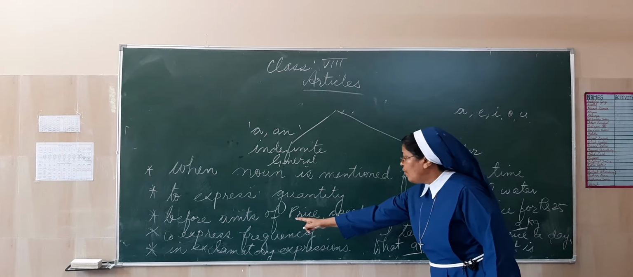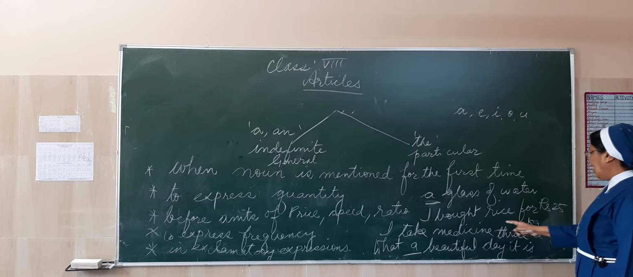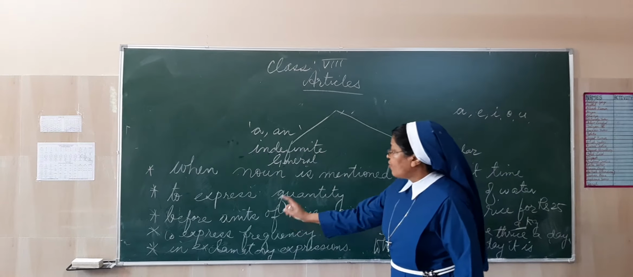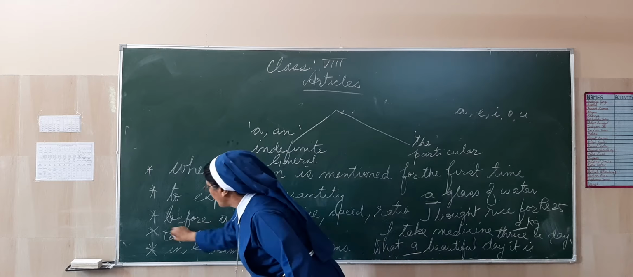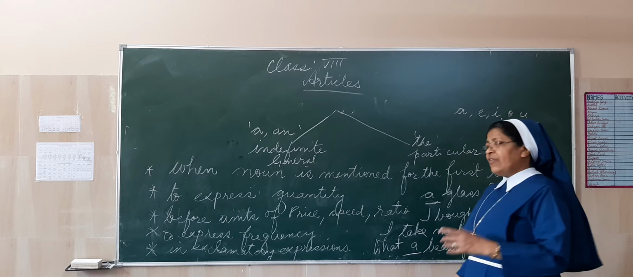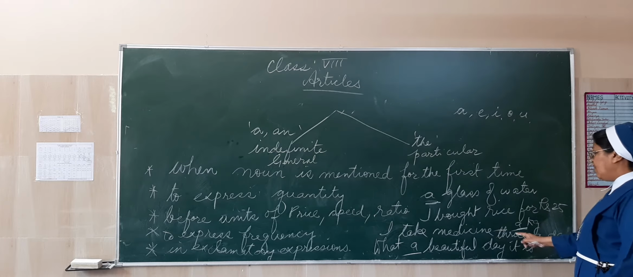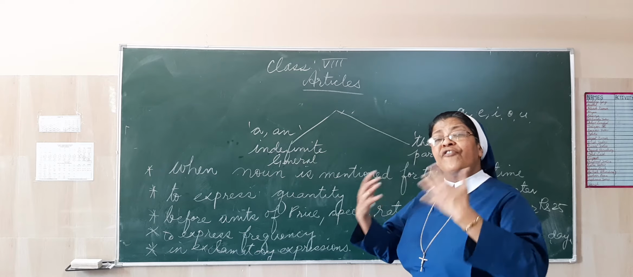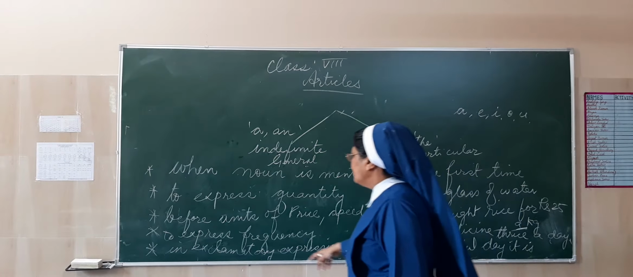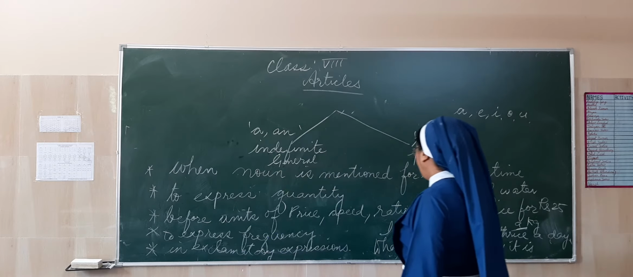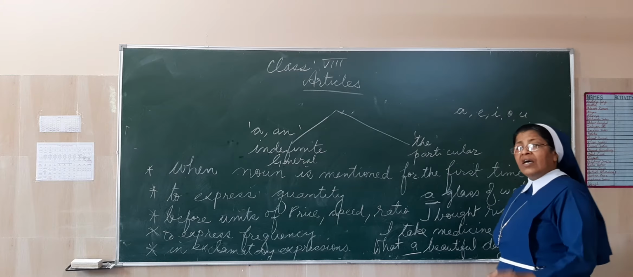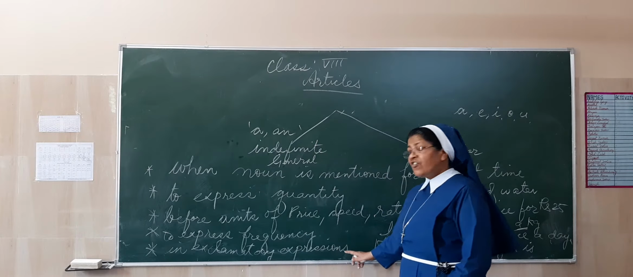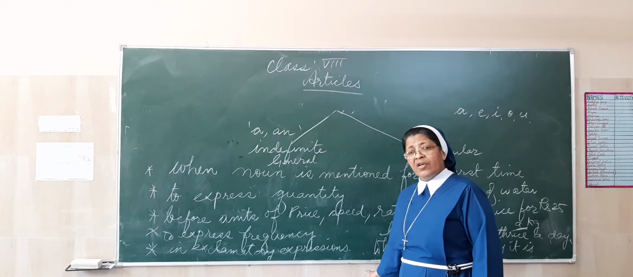Same way, before units of price. I give the example here, I bought rice for rupees 25 per kg. Similarly, next one, to express frequency. For example, I told you there that my doctor advised me to take medicine thrice a day, twice a day, once a day. So that shows the frequency, how many times. Same way, in exclamatory sentences also we use the word a, though not always. All the exclamatory sentences are not of this sort.